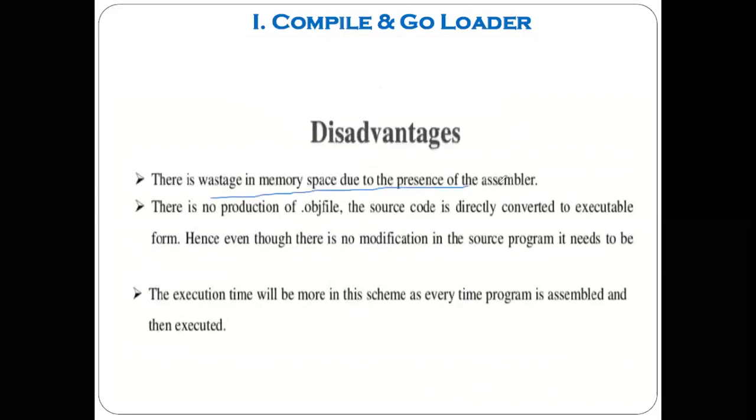Now, another disadvantage is the wastage of memory, which I already told you. Wastage of memory space due to the presence of the assembler in the memory itself. Another disadvantage is that the execution time will be more in this scheme, because every time we need to assemble the program. Even if you don't make changes within the program, the program has to be reassembled every time, because the assembler is present in the main memory. And you know the main memory is a volatile kind of memory, and because of volatility, the data cannot remain in main memory for a longer period of time. So every time, even if you don't modify your program, the reassembling needs to be done.